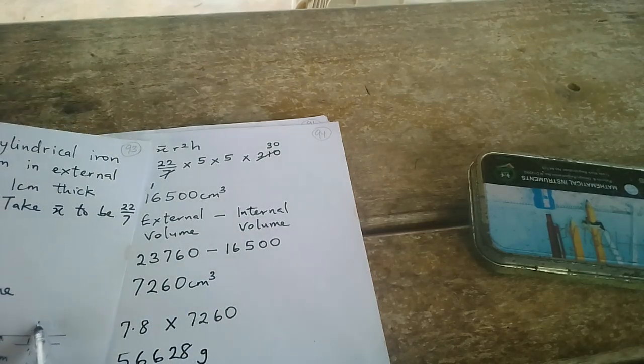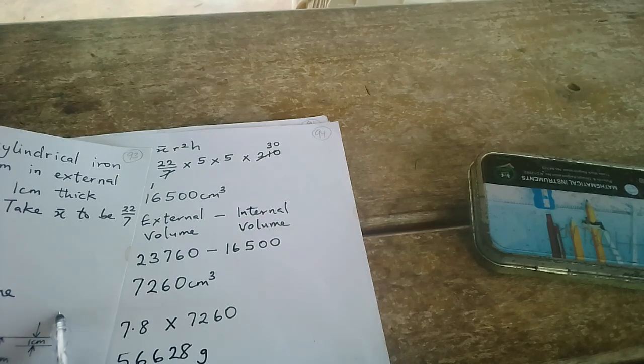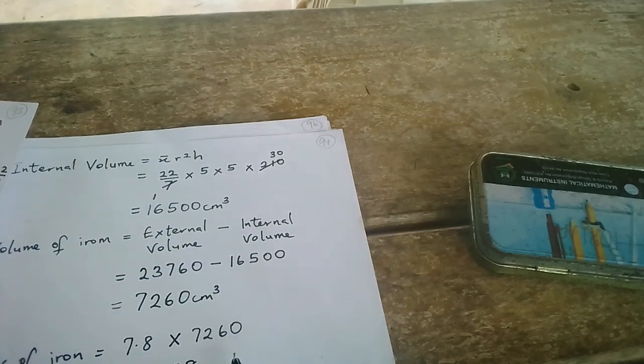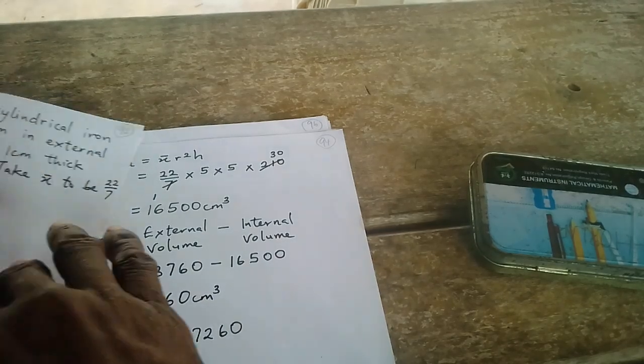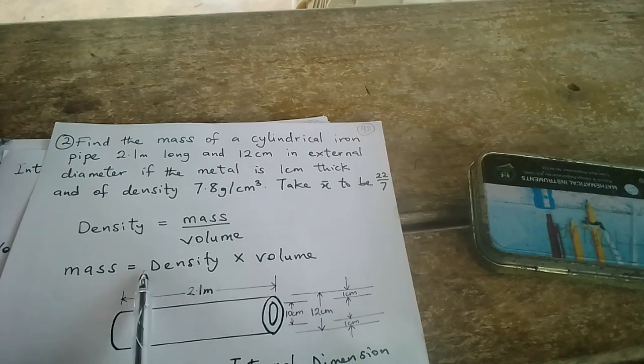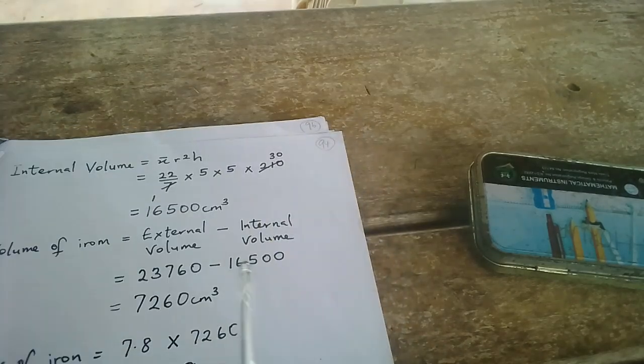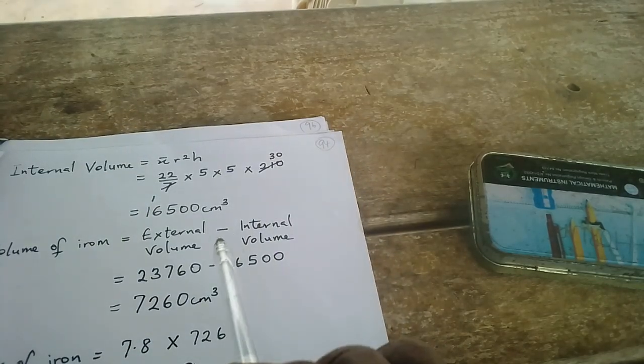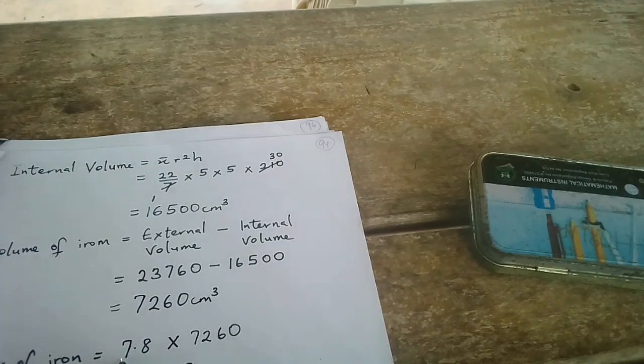So the question says, find the mass. Since you are told to look for the mass, to get the mass it will be density times the volume. Just substitute. The density is 7.8 times the volume 7,260, which will give us 56,628 grams, which is 56.628 kilograms, same thing as 57 kilograms.